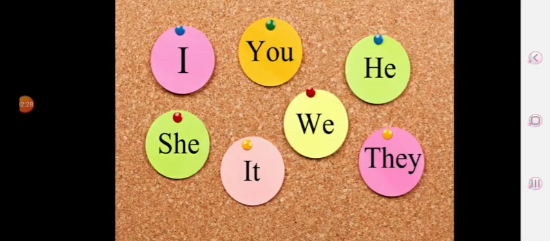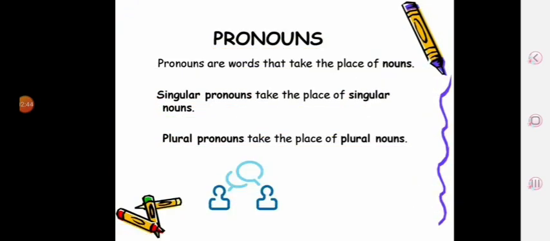Next, here are some pronouns like I. When I am talking about myself, I will use the pronoun I. Okay, you, he, we is a plural pronoun, it, she, they. So I'll tell you about singular and plural pronouns also.